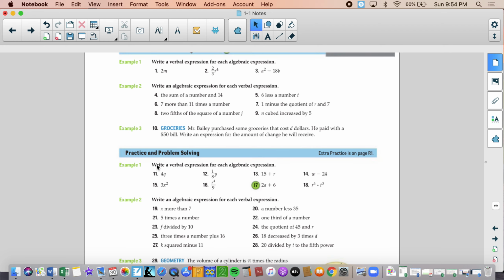Okay? So after this point, now you're going to do the worksheet, and that will be a separate item on the homework on Google Classroom. So you will see that the homework assignment will be from the practice worksheet.